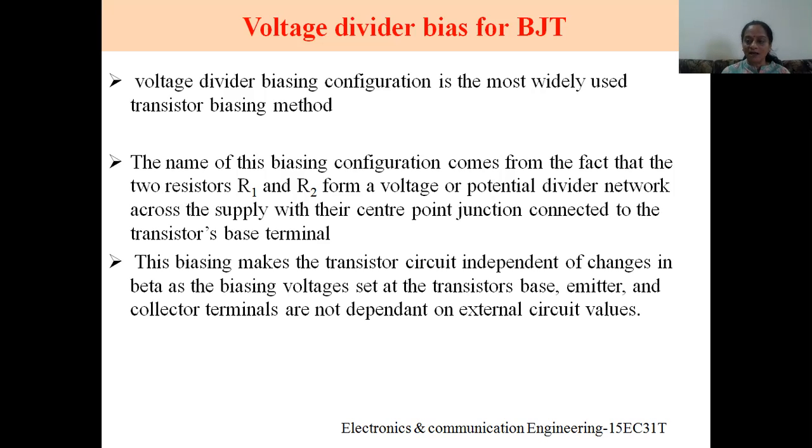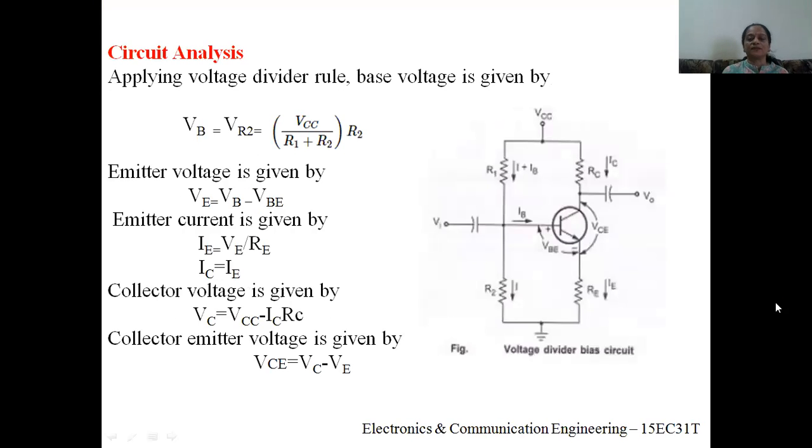Let us analyze how the biasing circuit works. This is the circuit of a voltage divider biasing. It is a common emitter transistor. Three resistors are used, R1, R2 and RE. These provide the biasing voltage to the transistor. R1 and R2 are connected in series with the supply voltage. The center point of R1 and R2 is in turn connected to the base. So the voltage is divided across R1 and R2. That's why the name voltage divider has come.